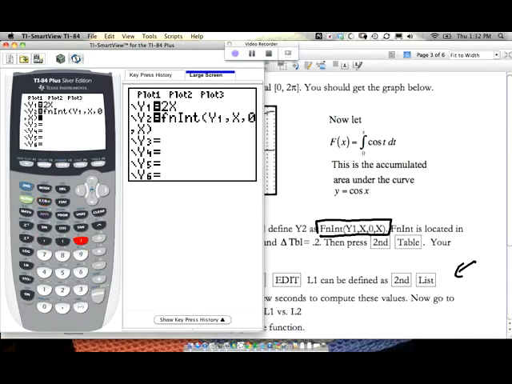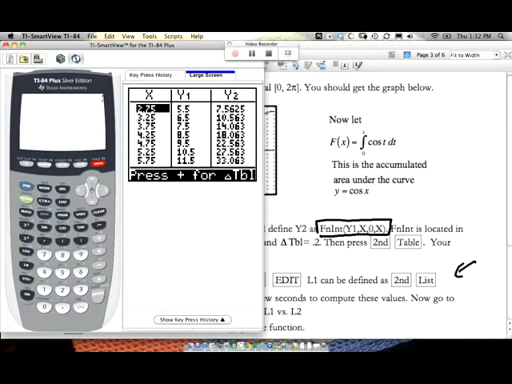Okay, so we just did that. So now we put that information in there. So let's see what we got. Now it says I can go to second and then table, and it's asking me to look at a table. And here's my values. I don't even have to do the table. It actually calculated those areas of the accumulation function for me.